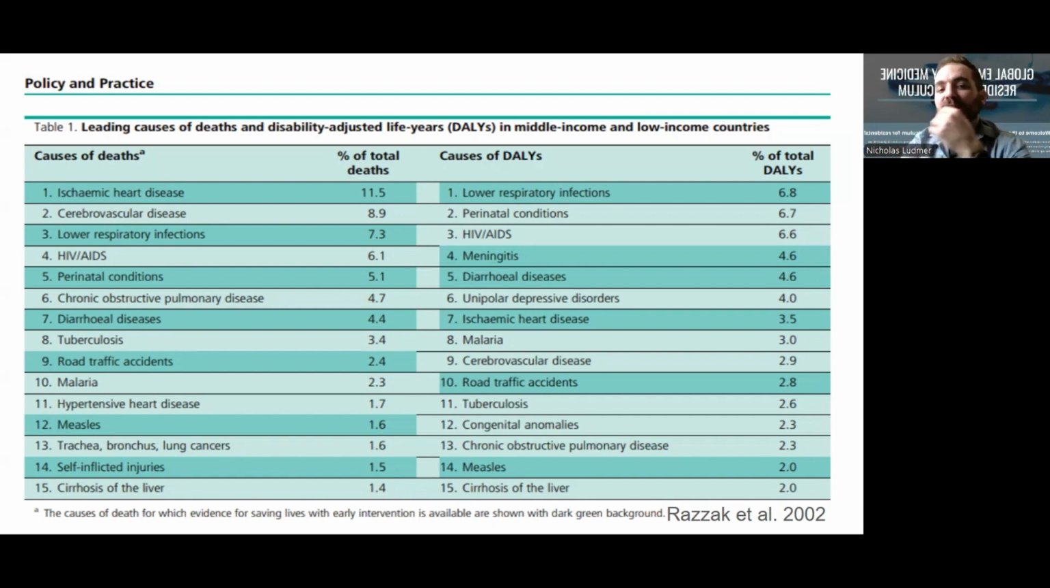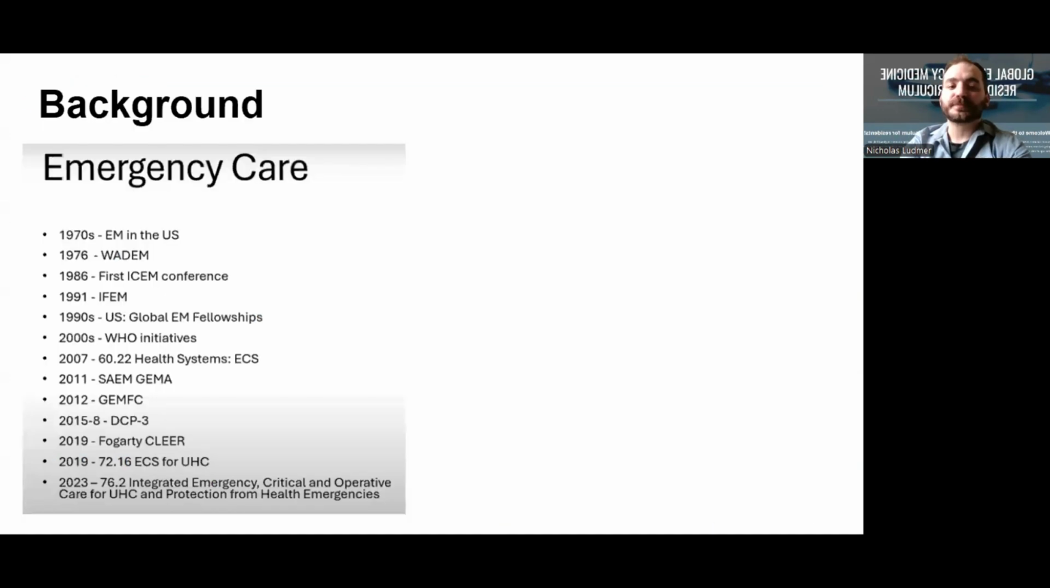countries at that time. Many of which, as you can see, were from acute illness or acute decompensations of chronic illness. And it was also shown that a large percentage of these causes of death and morbidity could be greatly improved simply by the early recognition and initiation of treatment. So all the ones on this list that have a darker blue or darker green highlight to them, all of those at the time of 2002 had dedicated research showing that simple, timely interventions could greatly reduce the morbidity and mortality due to these specific causes.